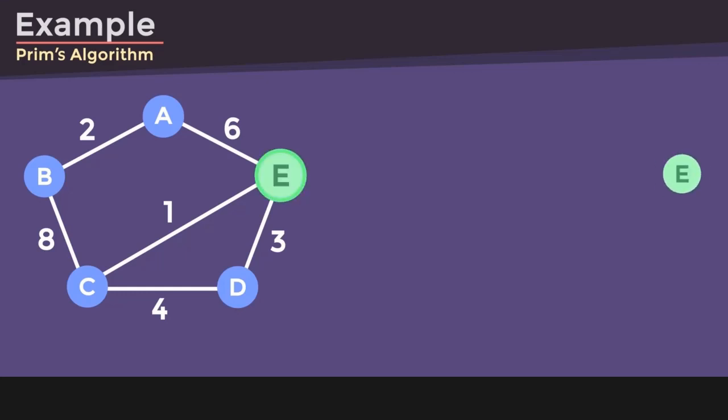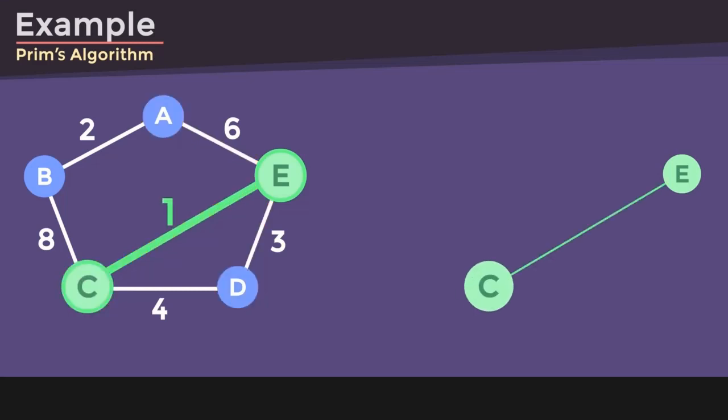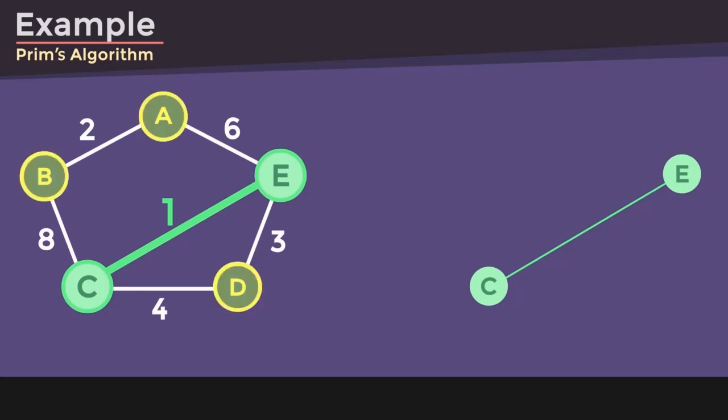Step 2 is to add the next vertex with the minimum possible edge connected to node E. There are 3 nodes connected to node E with 3 edges. However, the least weight value is the edge between C and E. In the next step, find the minimum edge among all edges connected to E and C. There are 3 possible nodes and 4 edges. The minimum possible edge is between E and D with a weight value of 3.